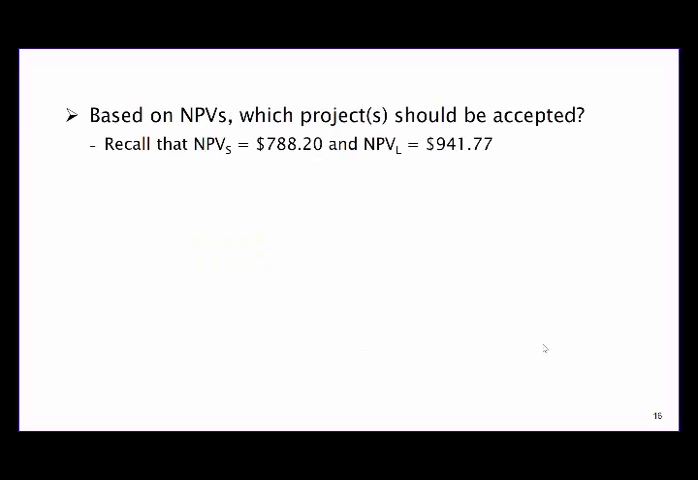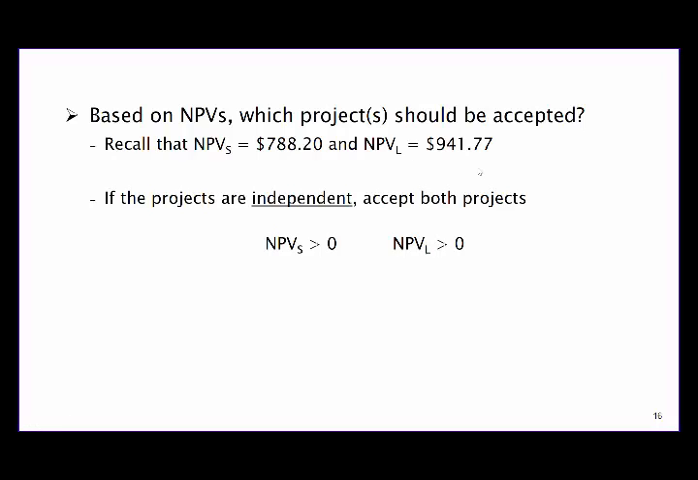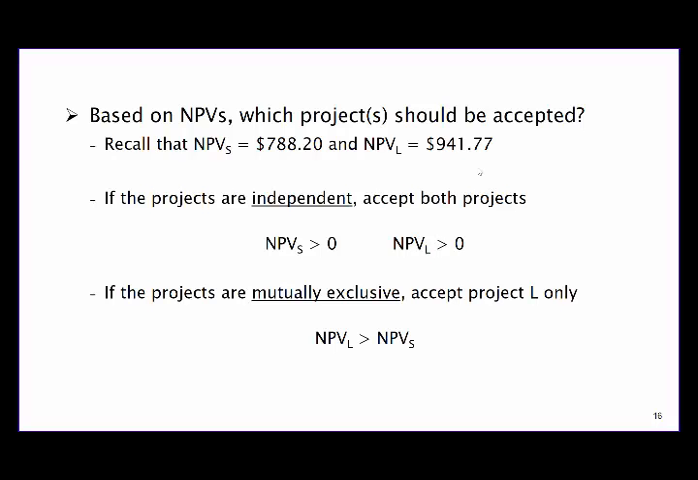Based on NPVs now, which project or projects should be accepted? Well, let's recall that S had a net present value of $788. L had an NPV of $942. If the projects are independent, you would accept both projects. They both have NPVs greater than 0. If the projects are mutually exclusive, you would just accept Project L because it has a higher NPV than Project S.